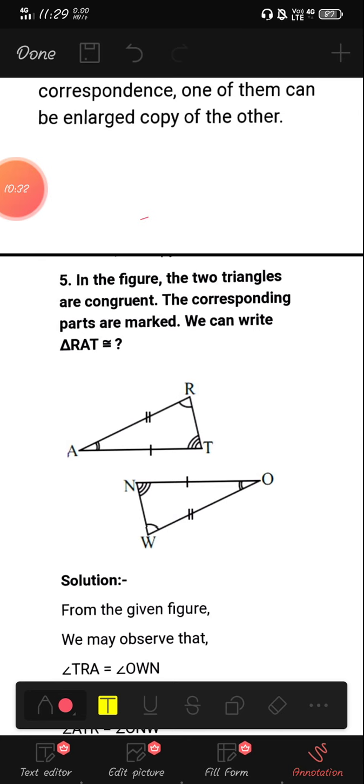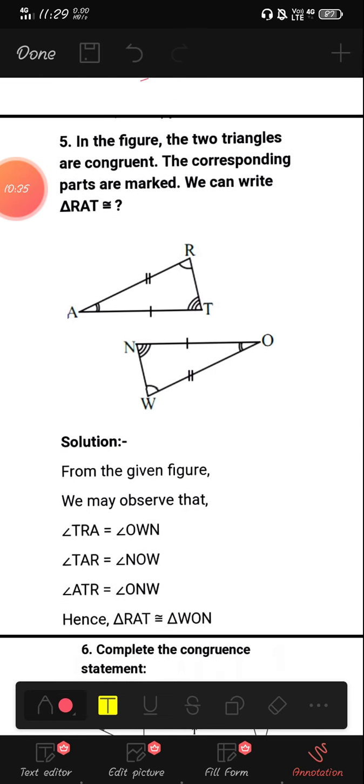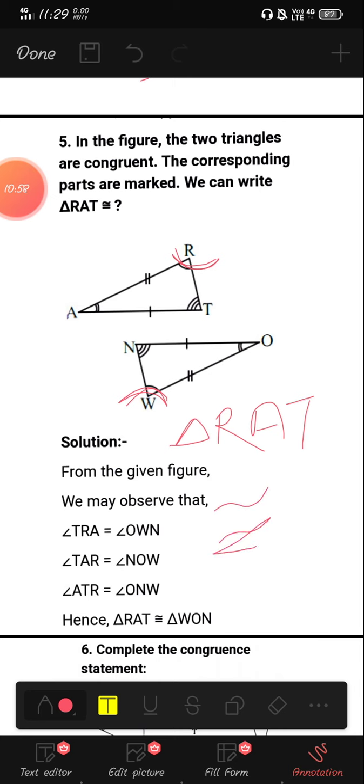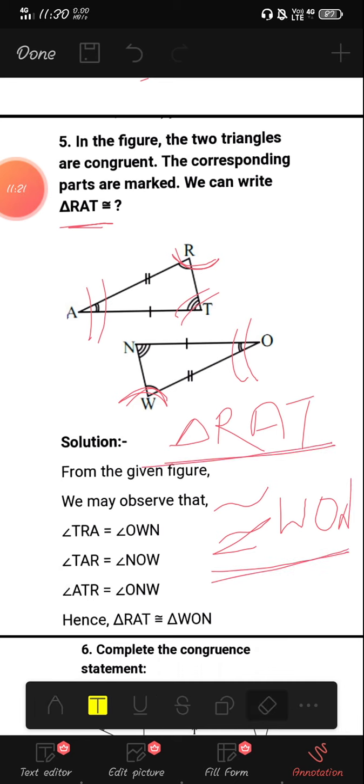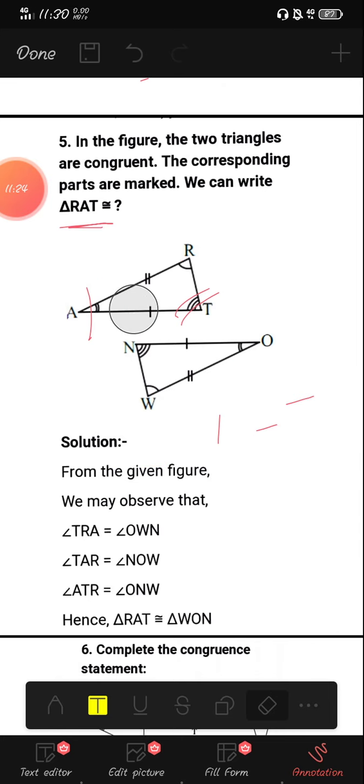Next is question number 5. In the figure the two triangles are congruent, and the corresponding parts are marked. We can write angle RAT. We have to write the name of the triangle corresponding to triangle RAT. We can see from the given figure that angle R is equal to angle W. Write it in a line. So first is W, and then we can see that angle A is equal to angle O. R is followed by A, so here we will write WO, and then we will write N. So that means triangle RAT is corresponding to triangle WON.